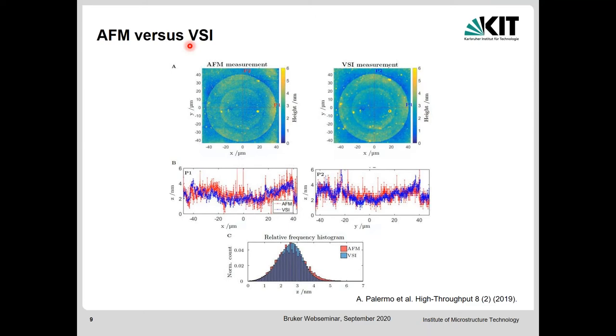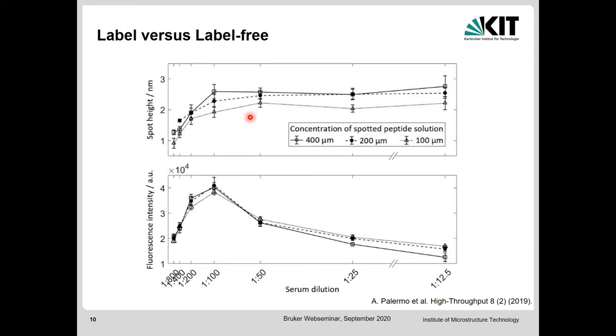Here at the top we see a graphic. The x-axis is common for both graphics; it is the serum dilution. At large dilutions of the blood serum, the antibody concentration is low, and at high concentration it is very, very high, actually as in a real blood sample. As we see, the height of the antibody layer increases with increasing antibody concentration in the serum and gets into saturation when the antibodies occupy all peptides in the spots. This is the saturation regime.